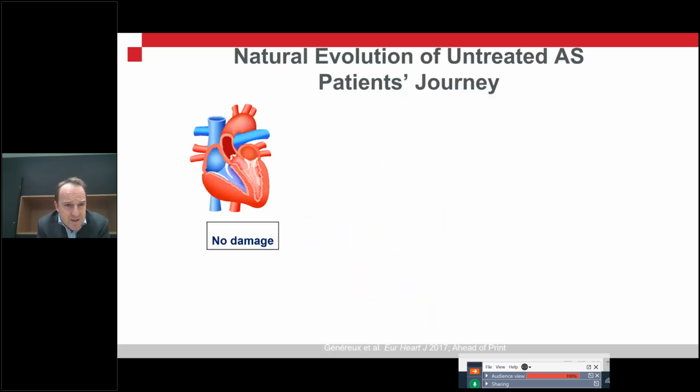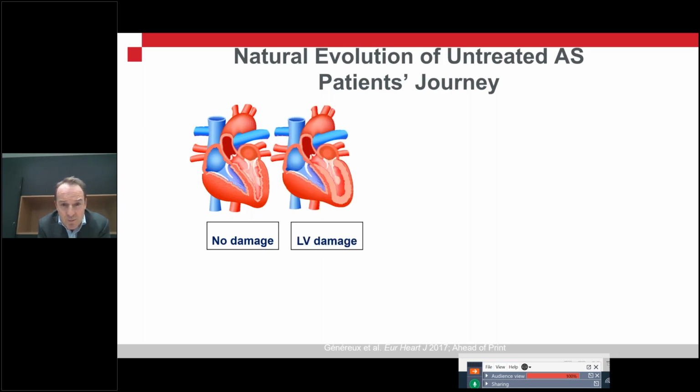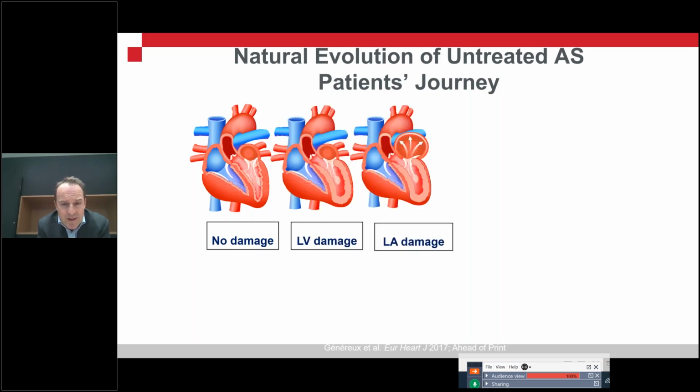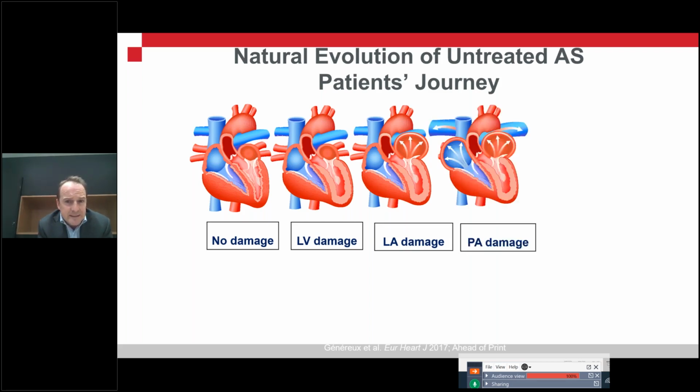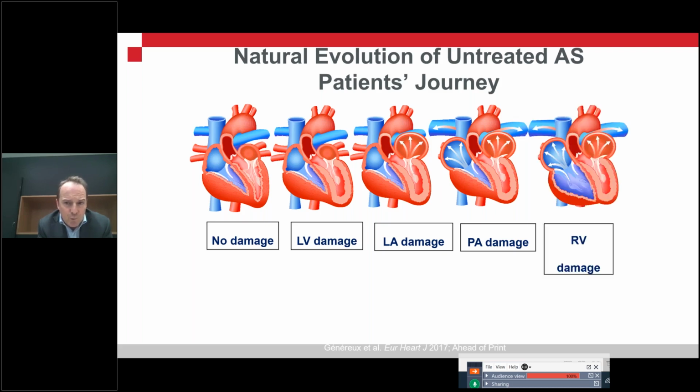So initially the patients have a normal heart, of course, but once the aortic stenosis ensues, the left ventricle becomes damaged. That in turn leads to increasing pressure in the left atrium with or without mitral regurgitation. With that then comes increased pulmonary artery pressures and dilatation of the pulmonary arteries, and then eventually right ventricular failure and pulmonary hypertension, and this is really end stage.